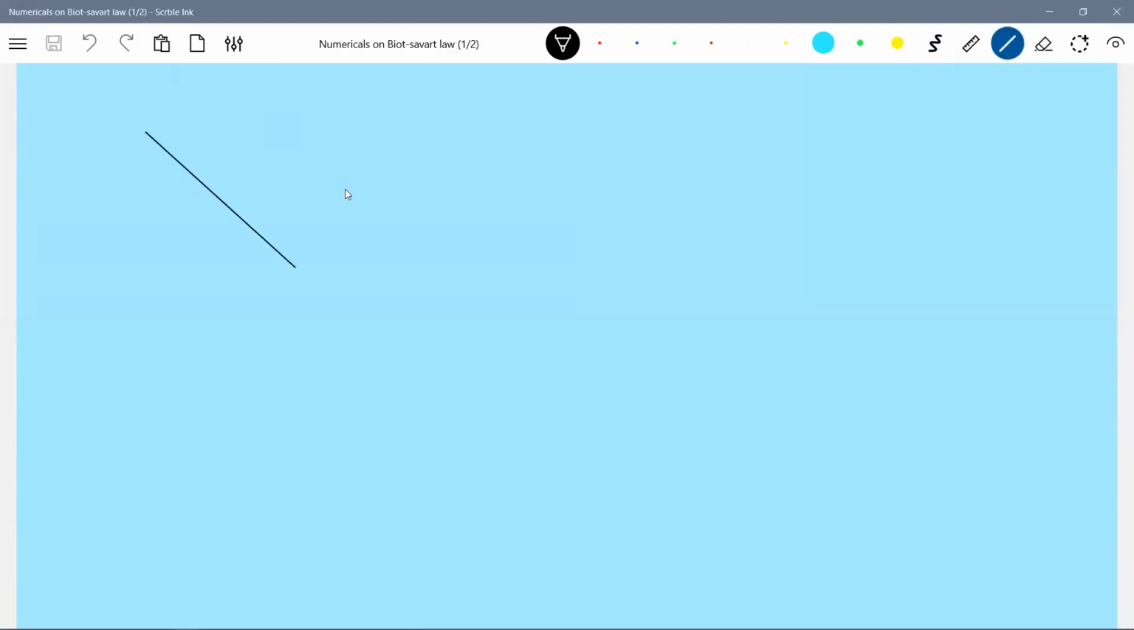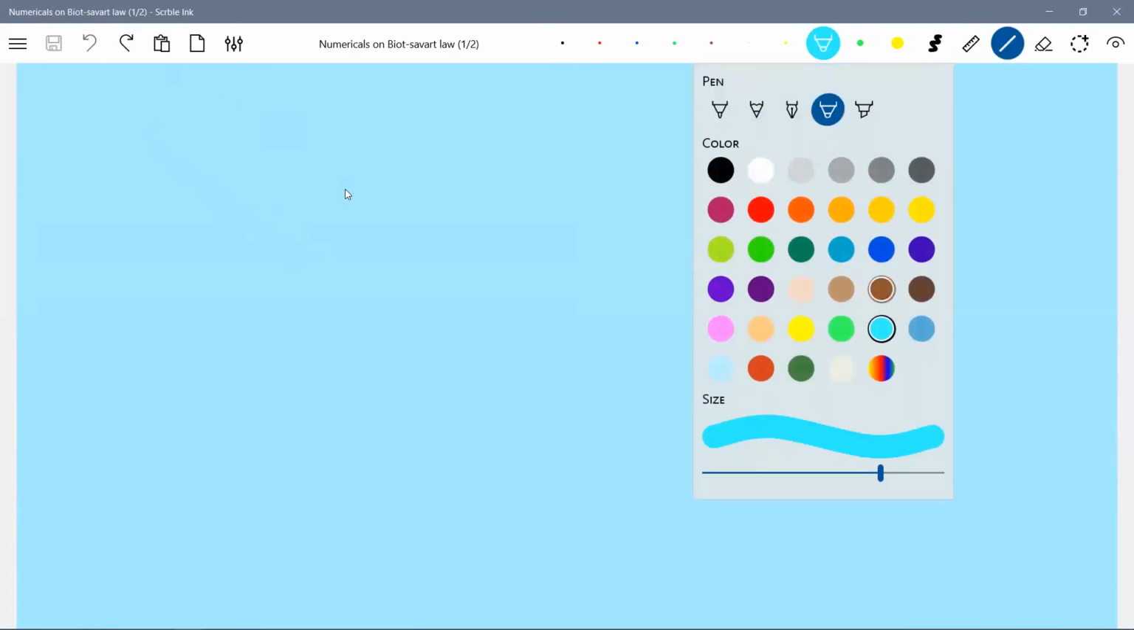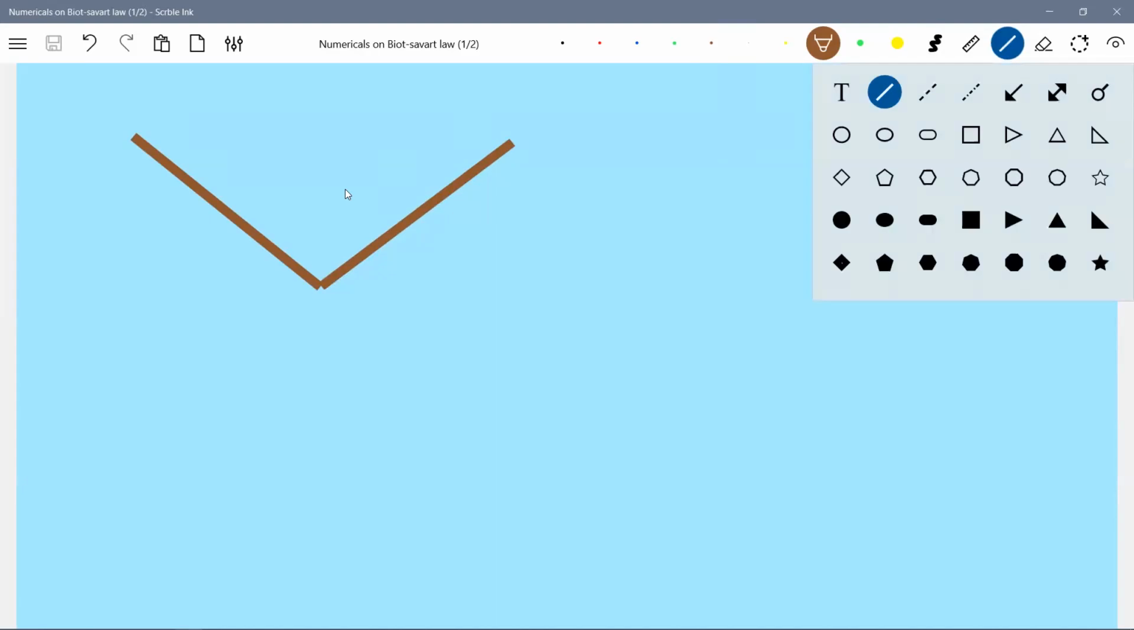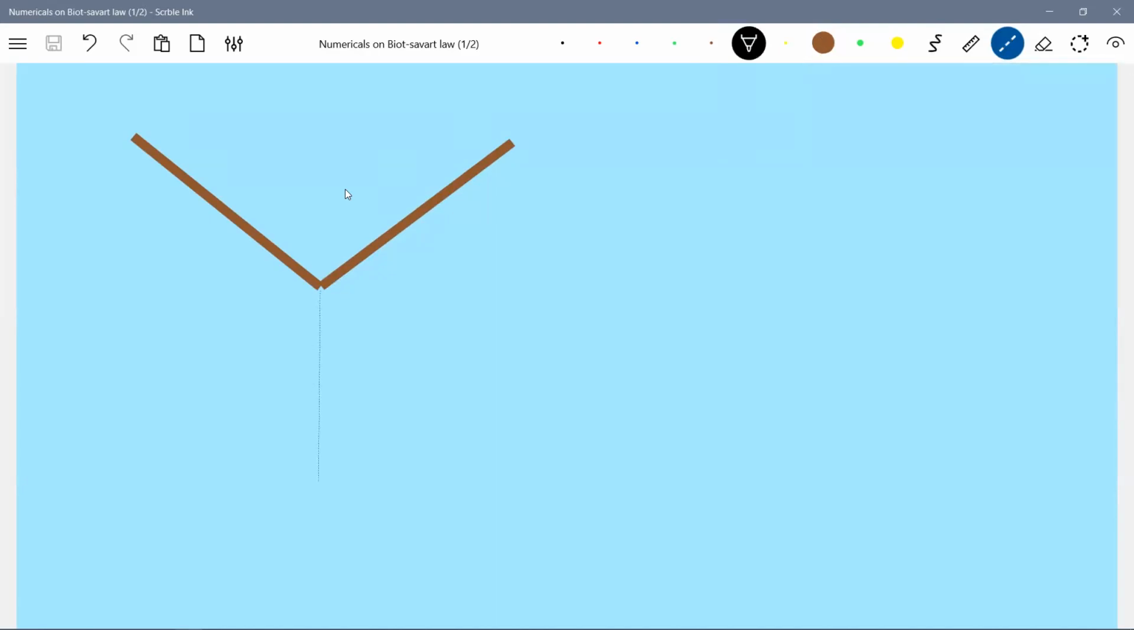Let me take a structure. We have a current carrying wire. The wire is bent. It's a long wire, and I will bend it. On the bisector, you have to find the magnetic field. Let this be the current I. This is very important and can be asked even in the advanced exam as it is.